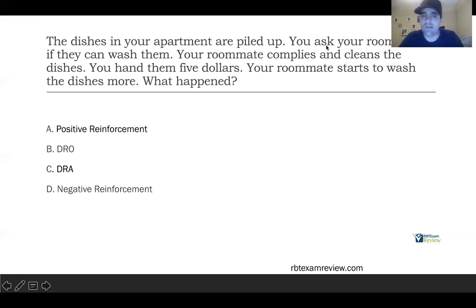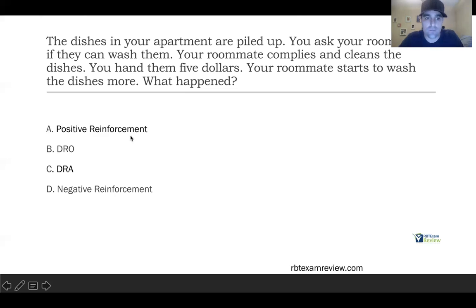So the antecedent is what? You ask your roommate. The behavior, your roommate cleans the dishes. What's the consequence? You hand them $5. What happens? Your roommate starts to wash the dishes more. Your roommate's dishwashing behavior increased. What do we know about behavior increasing? It's reinforcement, right? We reinforced it. So now that we know we've reinforced it, did we add something or did we take something away? What was the consequence? You hand them $5. We added the $5. Therefore, our behavior increased because we added something.